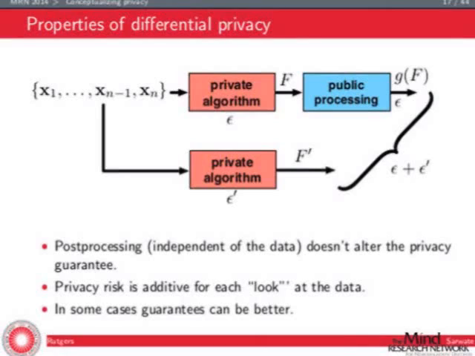But the nice thing is this allows me to budget. So every time you want to run a computation on the data, I can say, okay, you're paying epsilon privacy, and then I can say, okay, you're capped out at this level of epsilon, and then you have to come back and ask me for permission again.